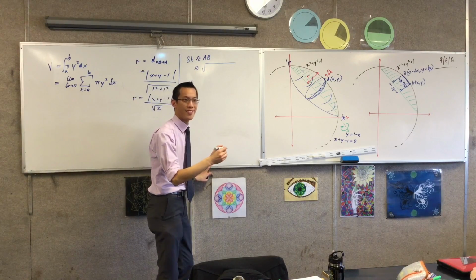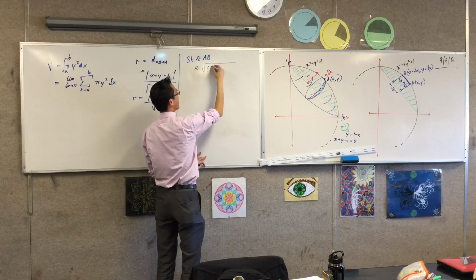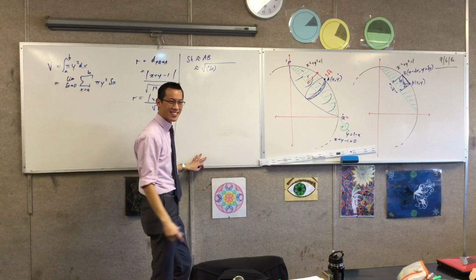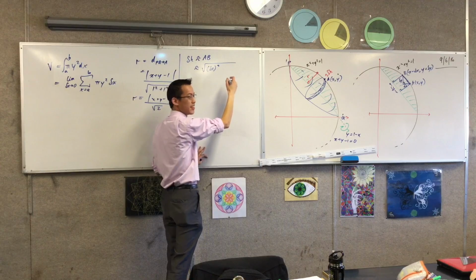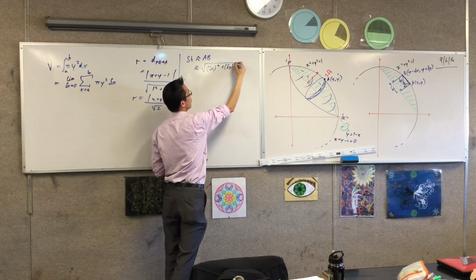Wait, what? Delta? Yeah, I thought I heard a crazy word I wasn't expecting. Delta X is one of the shorter sides, and delta Y is one of the other ones.